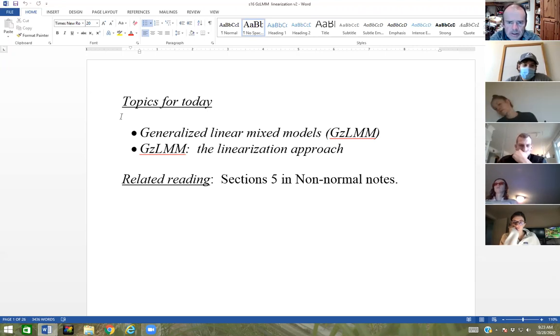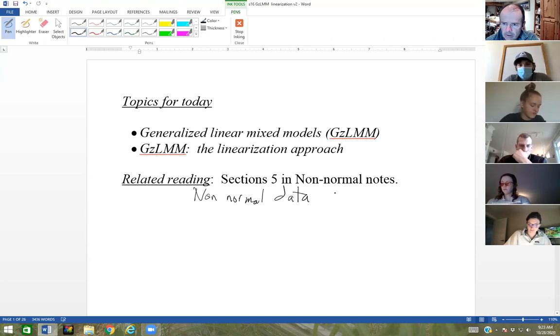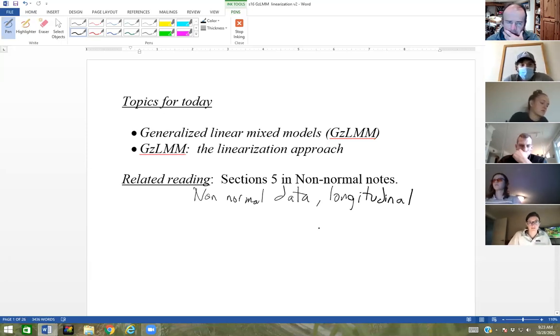So we're going to talk about an alternative way to fit a generalized linear mixed model. And like I mentioned last time, this is my favorite way to do it. We basically have three methods. When we're dealing with non-normal data that's also longitudinal, there's three ways we can deal with that.